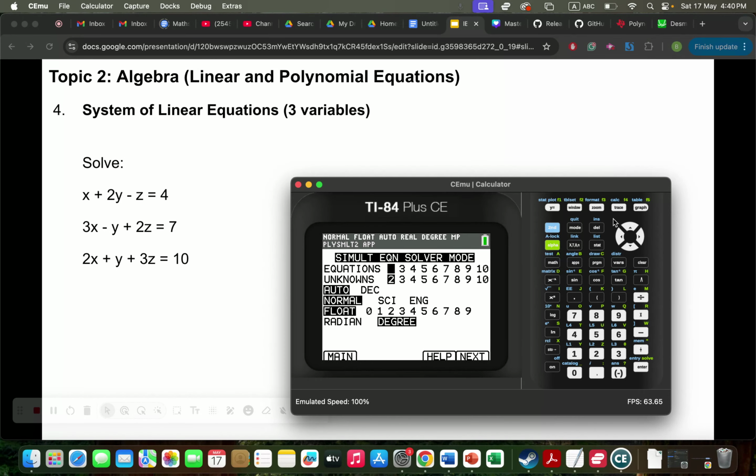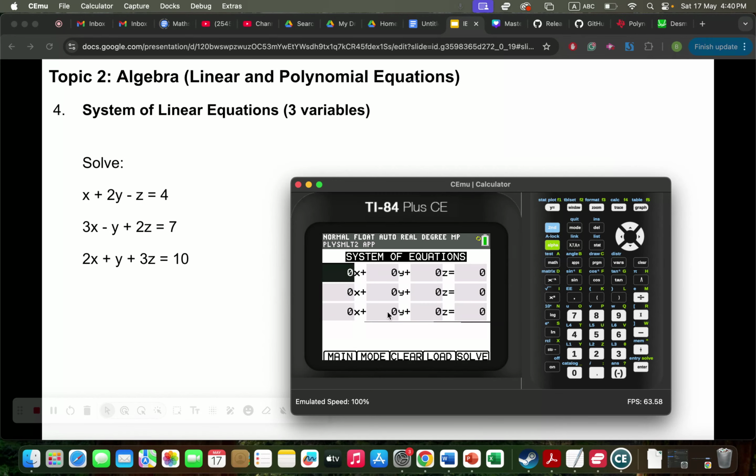Since we have 3 equations and 3 unknowns, all you need to do is choose 3 equations here, and we choose 3 unknowns. The rest, you could leave as it is. Then go on to next. So you can press graph for next. Then you simply put in the coefficients of the variables. In this case, it would be 1 because x is just 1x. I'll put 1. Then the next one, if it's a plus, then this will be 2. Then I'll press enter. Then since it's minus, I'll choose minus. Then I would choose this to be 1 z. And finally, this would be 4.